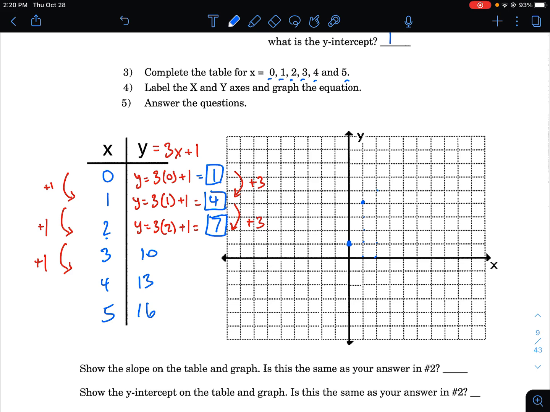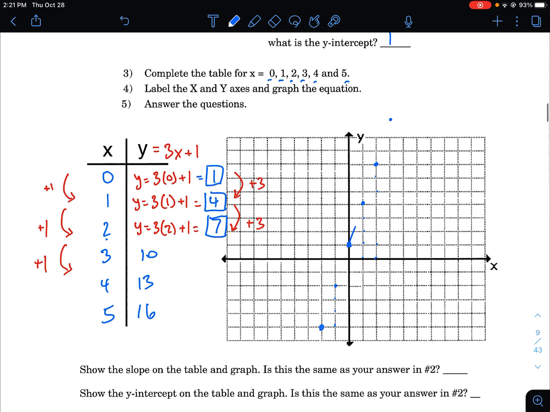Or you could do it the other way, which is like remembering, hey, y is going up by 3. So it goes up by 3 and x goes up by 1. Y goes up by 3, x goes up by 1. And then if you want to take it backwards, you can say, oh, go down 3 and backwards 1. And then down 3 and then backwards 1. And so we draw our line.